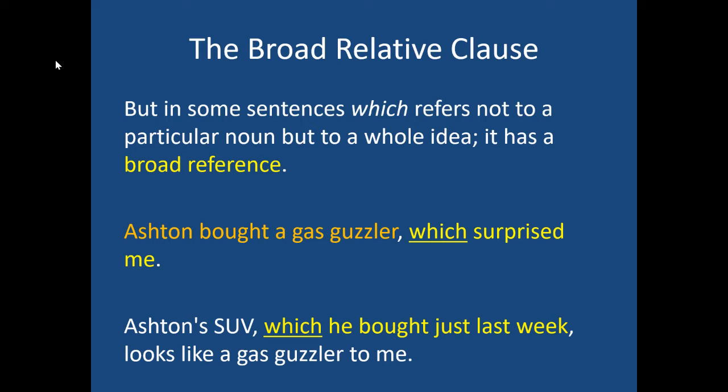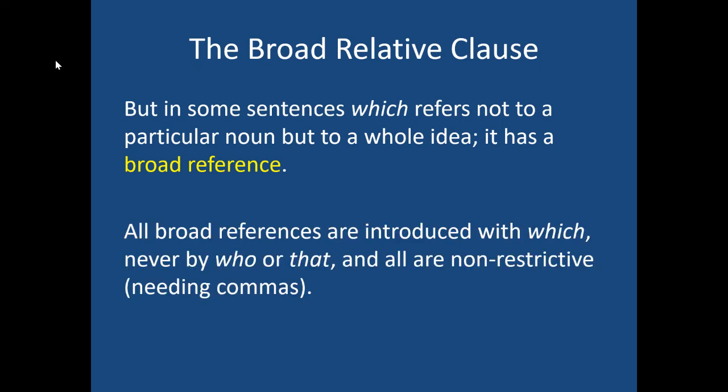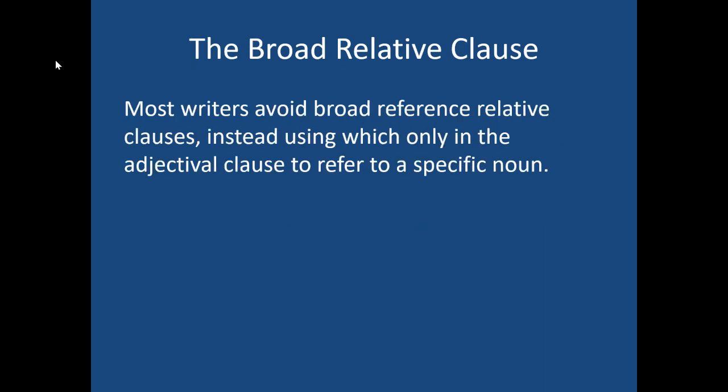So if I said Ashton's SUV, which he bought just last week, that's referring to a specific noun. But if I used the first sentence, it's referring to the full sentence. So all broad references are introduced with the word which. It's never by the word who or the word that. And all of them are non-restrictive, meaning they all need commas. So that's why we call it the broad which, because usually it's the word which that is going to be causing us some trouble. So most writers avoid the broad reference relative clauses because once again, it can cause some ambiguity.